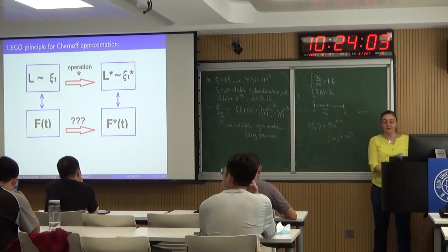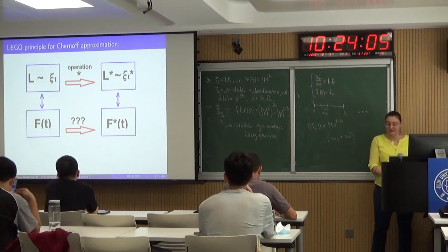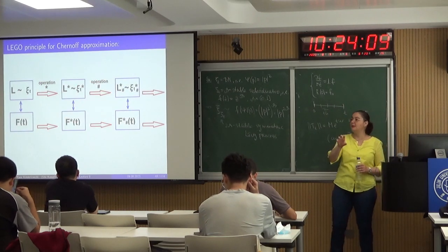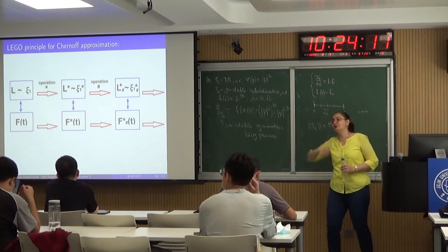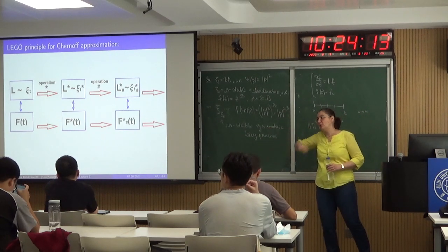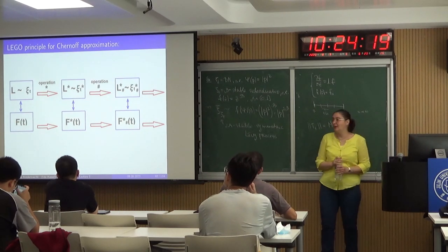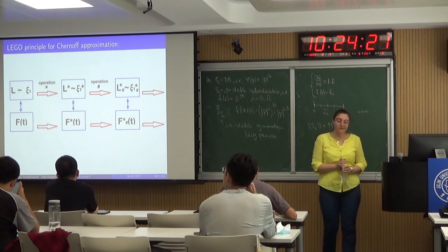So if we answer this question for many different operations, then we can use it like a Lego constructor. We start from something simple, and then make one operation, another operation, and so on and so forth, and obtain more and more advanced semigroups, and automatically obtain their Chernoff approximation.